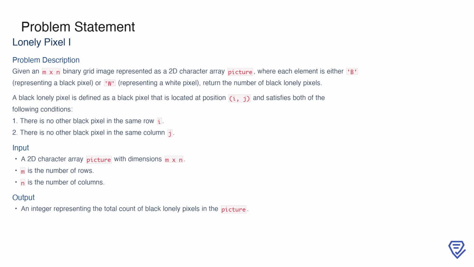A black pixel is considered lonely if it satisfies two conditions. First, there are no other black pixels in the same row, and second, there are no other black pixels in the same column. The input to the problem is this 2D array, where m is the number of rows and n is the number of columns. The output is an integer representing the total count of these lonely black pixels.